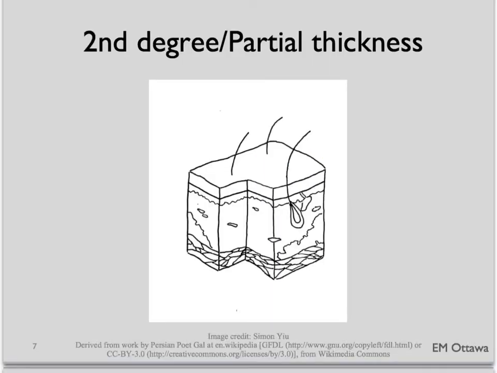Second degree burn, or partial thickness burn, occurs when the epidermis is affected, and also some part of the dermis is affected. Because of the different depth of the dermis that's being affected, it is further divided into superficial partial thickness and deep partial thickness.